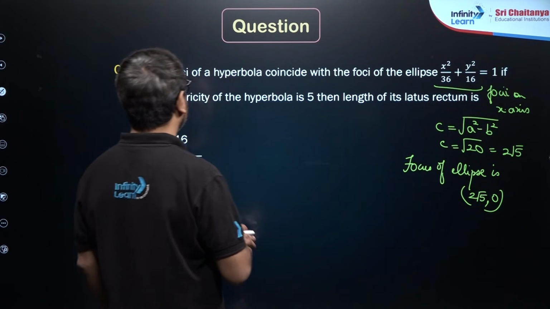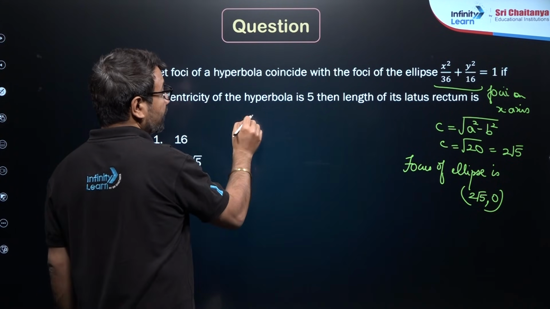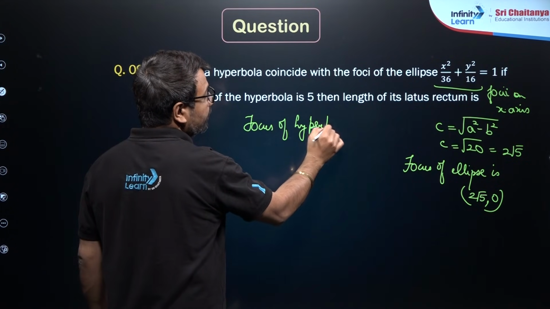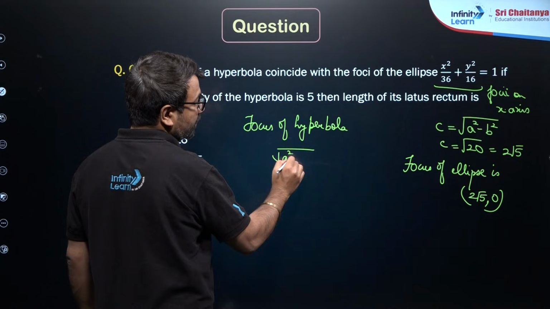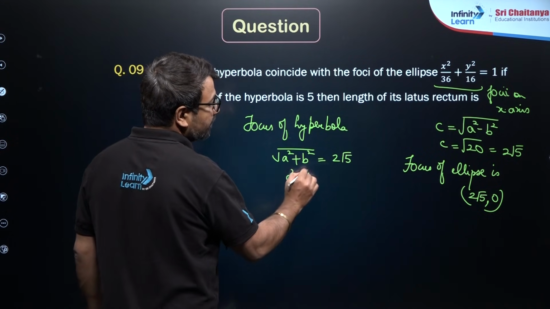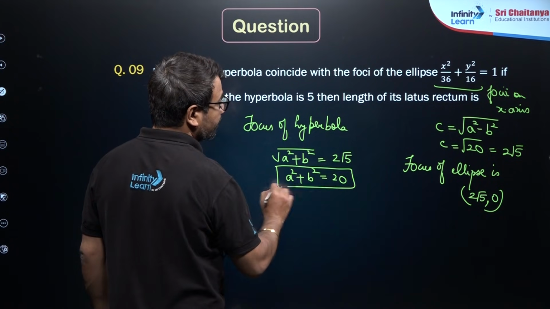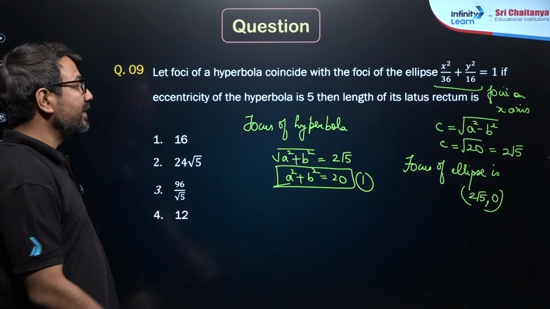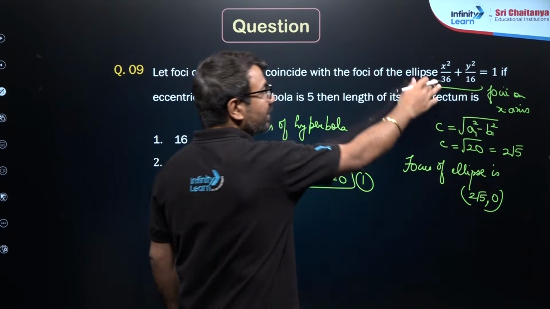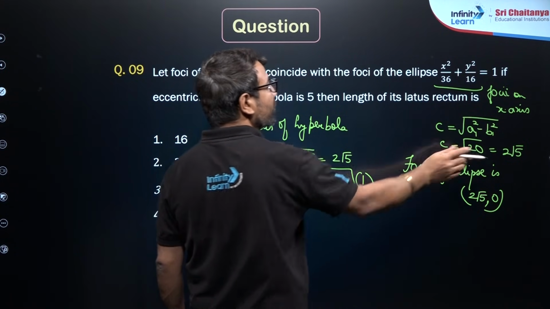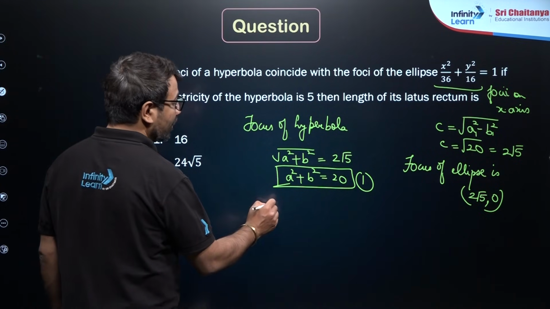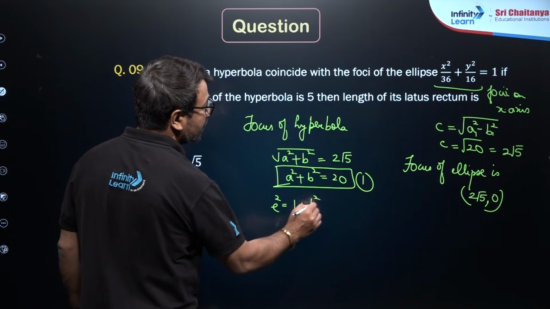Now the focus of the hyperbola will be at (c, 0) again, where the value of c will be square root of a square plus b square. The square root of a square plus b square is 2 root 5. A square plus b square will become 20 for the hyperbola. I hope you are able to understand. This a and this a are different. Let's say here I am making it a1 square plus b1 square, so that a1 square is 36, b1 square is 16. I hope this is clear to you. They have also said the eccentricity of the hyperbola, so e square has a formula 1 plus b square over a square.